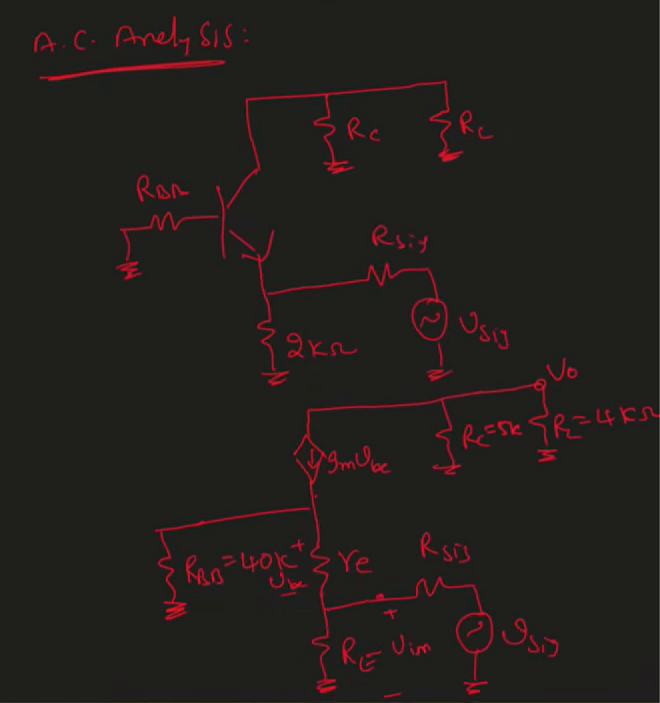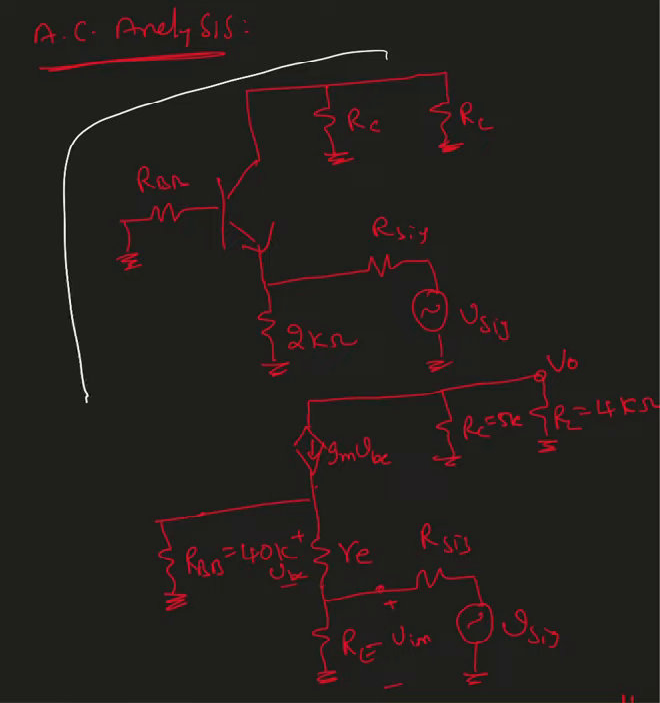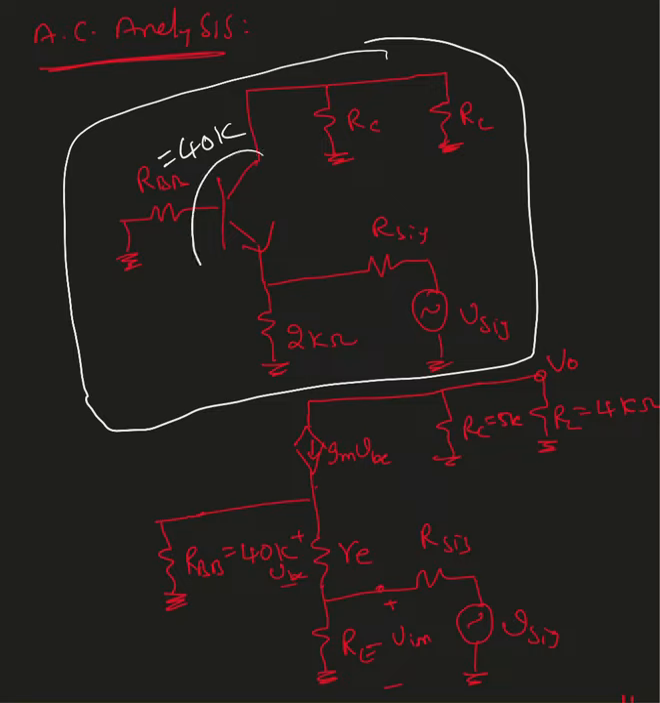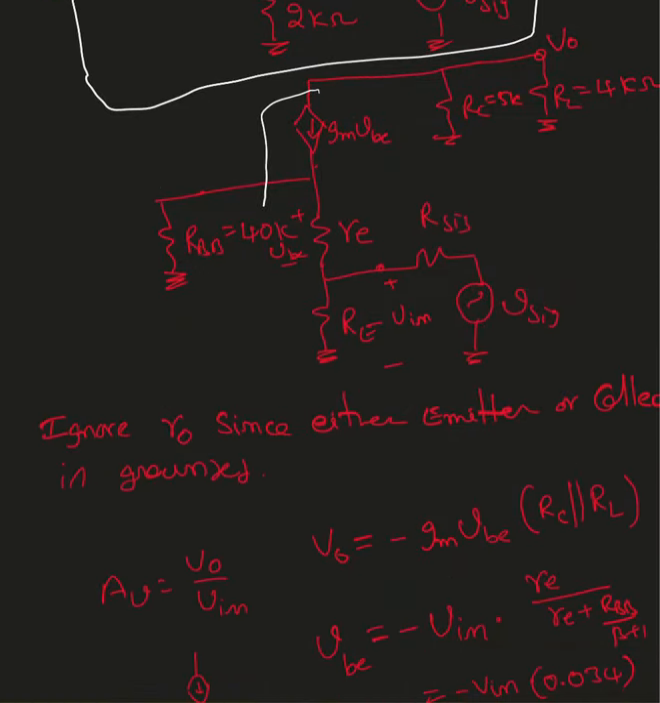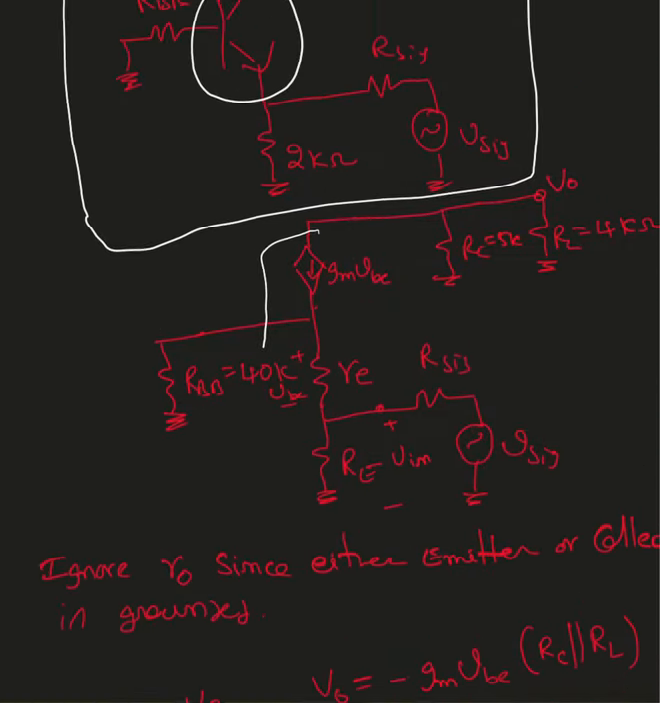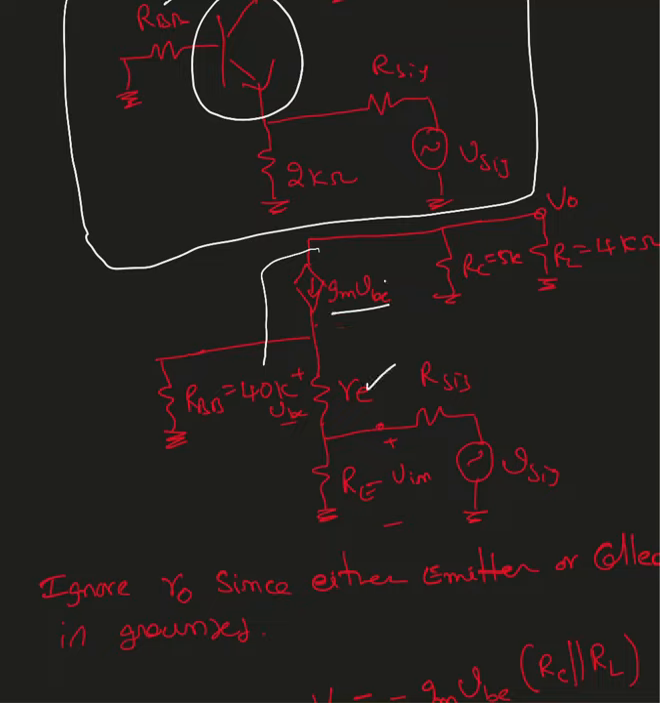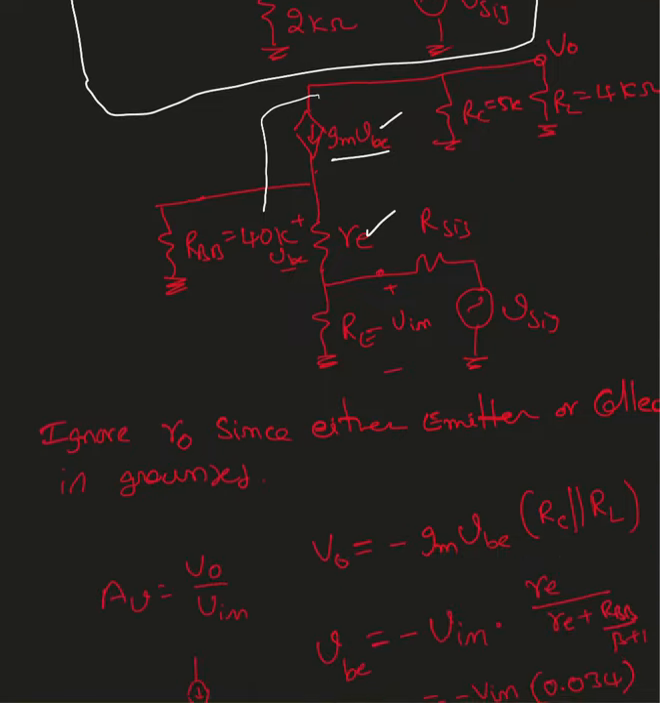Now I'm going to do the AC analysis here. So the circuit is going to look like this. So this is 40k. Now I'm going to replace this internal transistor with the equivalent model. I'm going to use the T model here because the emitter is not grounded while doing AC analysis. So this RE is right there, and Gm times VBE is a current-dependent current source. Here I'm ignoring R0 since either emitter or collector is grounded.